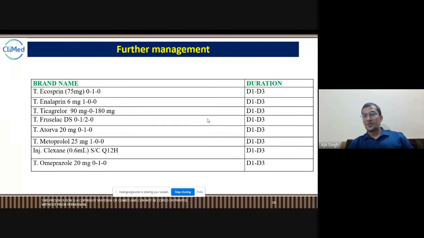Omeprazole is not recommended with P2Y12 inhibitors at all. It will cause severe interactions. So here it should be either esomeprazole or pantoprazole or rabeprazole, but not omeprazole. Even rabeprazole and esomeprazole are not recommended much. Only pantoprazole can be given here, because omeprazole can completely inhibit the effect of the P2Y12 inhibitor. So omeprazole is not at all recommended.